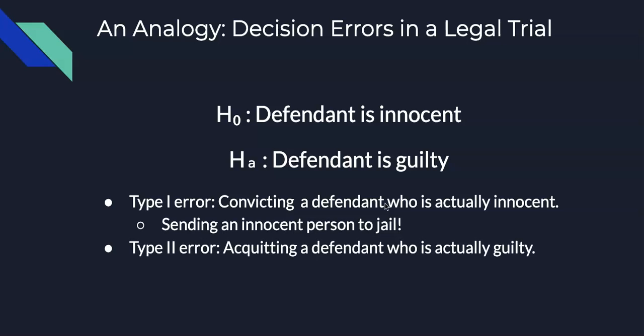Type 2 error. What's a type 2 error? Acquitting a defendant who is actually guilty. Oh, so if somebody actually committed a murder and we accidentally let him go, that's another type of error, right? So the result will be setting free a guilty man, and that's also bad, right? Someone did a crime, they should pay for it, but we made a type 2 error, so we're letting him go. But think about it. What's really worse? Sending an innocent person to jail, or setting free a guilty person?